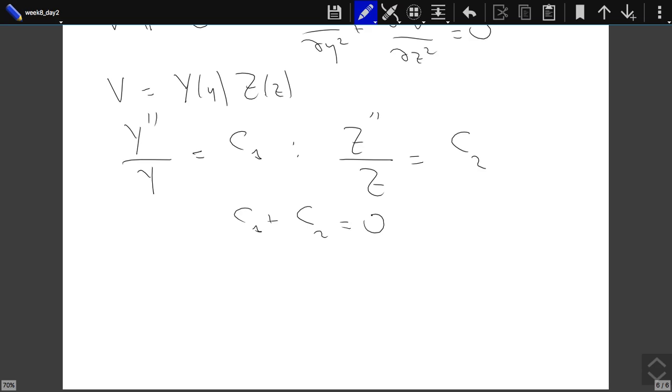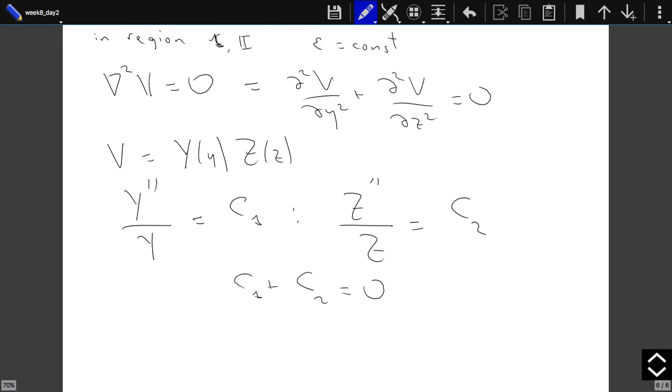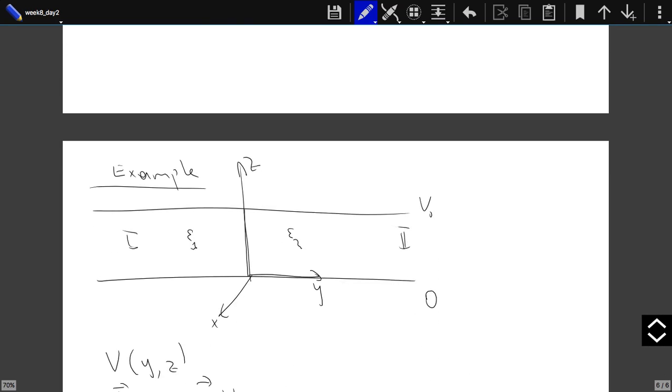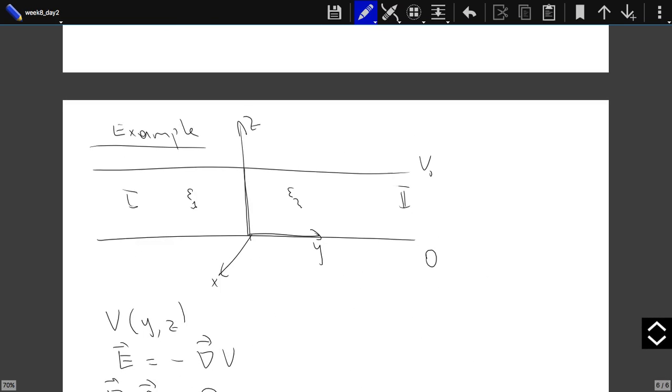Now, should we take them positive, negative, or all of them? We should look at the boundary conditions. And of course, keep in mind that in region 1 you can have one C1, in region 2 you can have some other C1. But what do we know about the potentials? What can you say about these functions Y and Z? First of all, Z, when z is equal to 0, should be equal to 0, because z equal to 0 is our zero potential. Z equal to h is not our zero potential, so we cannot really put a boundary condition there yet.